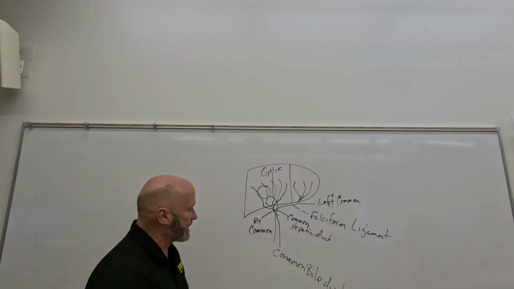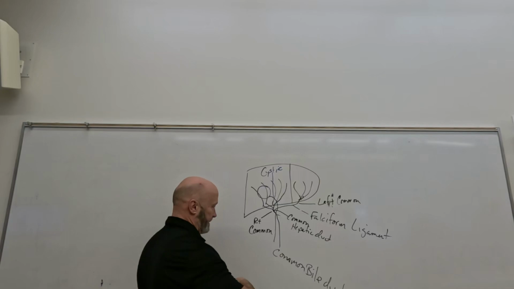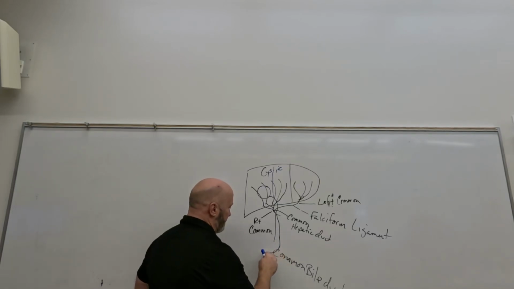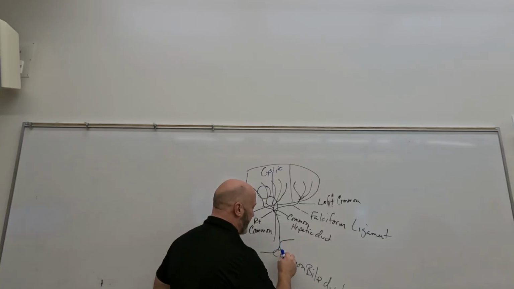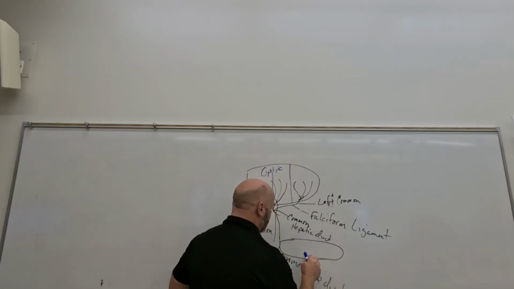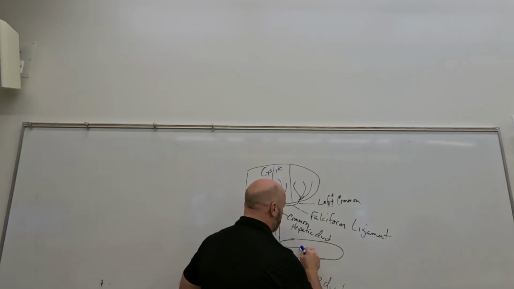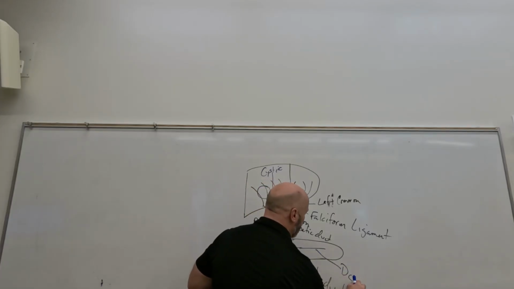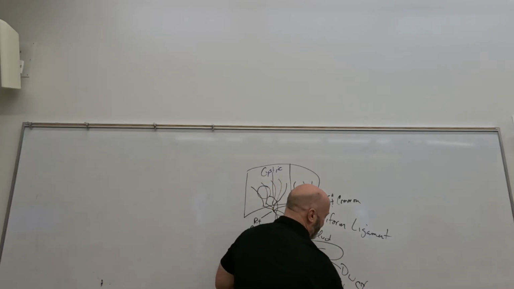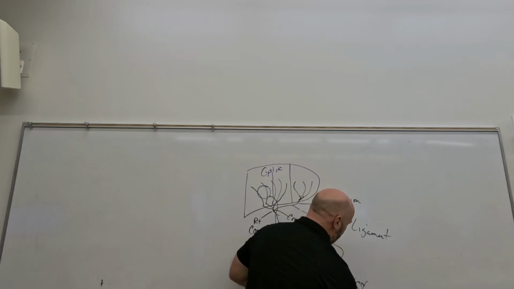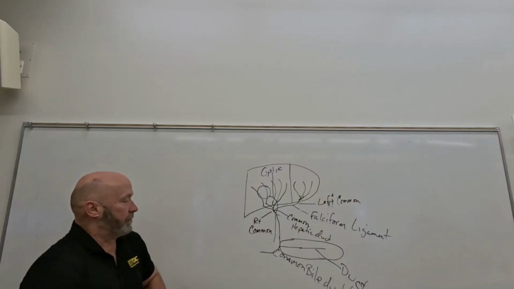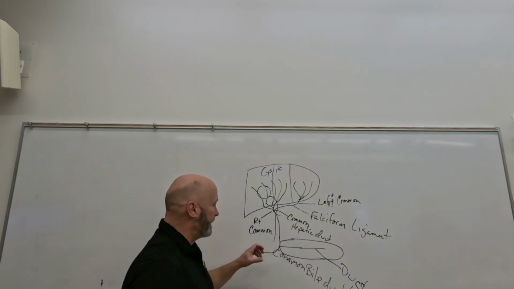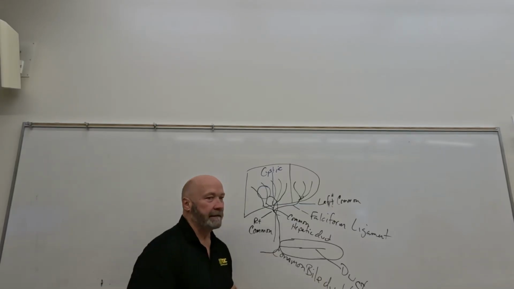Okay, so this is going to come down, and it doesn't exactly come down this far, but it's going to come down and join up to the duct that comes out of the pancreas. That pancreatic duct is what we refer to as the duct of Wirsung, W-I-R-S-U-N-G. Okay, so all that stuff comes together and it opens up into the small intestine.